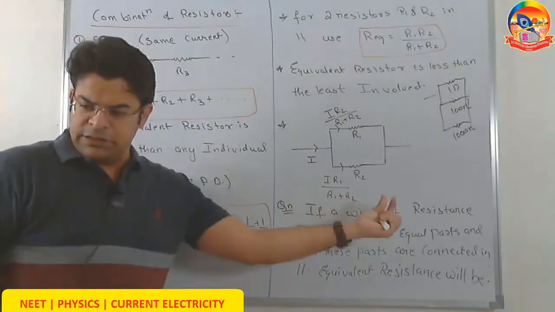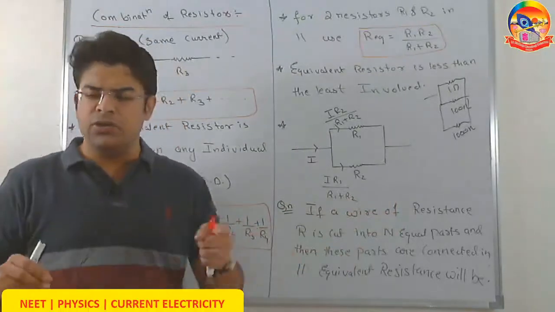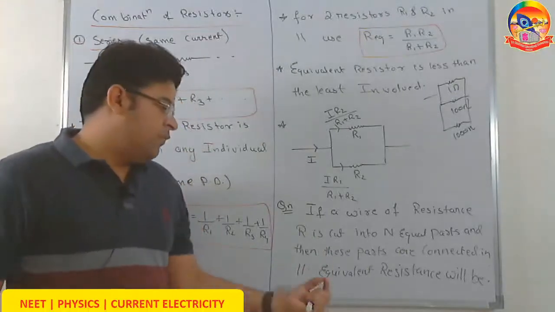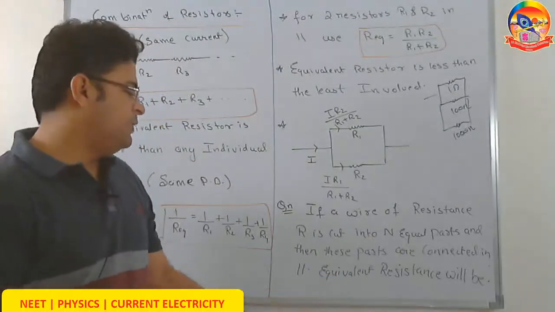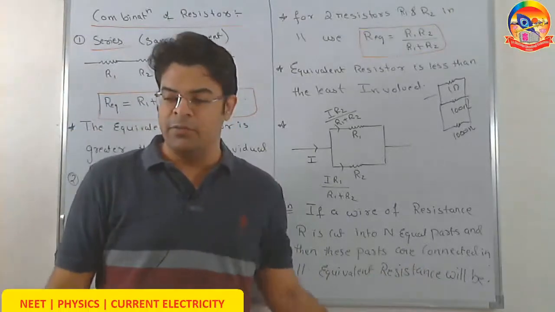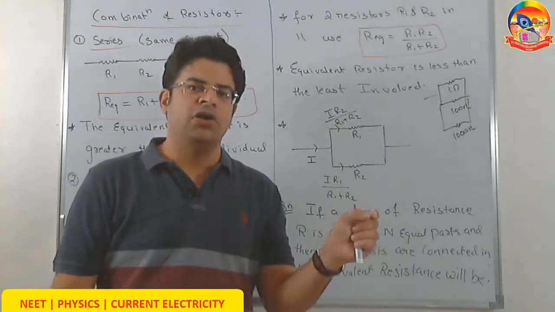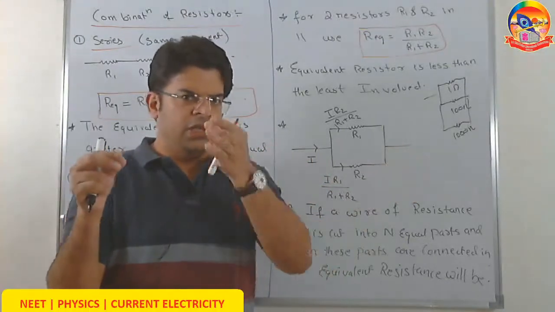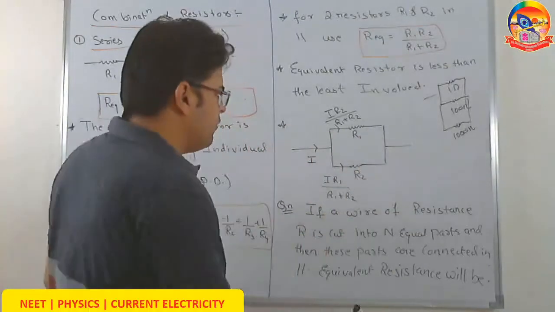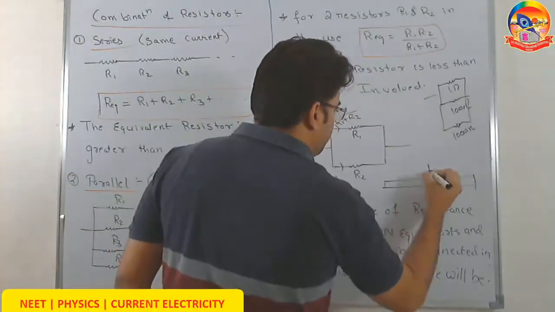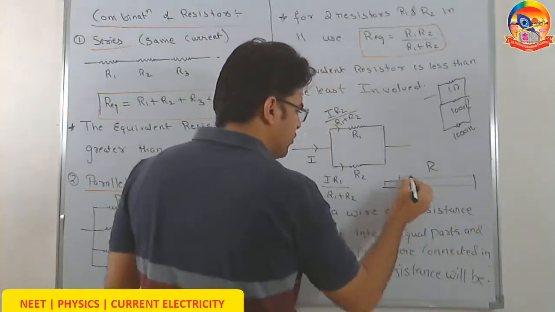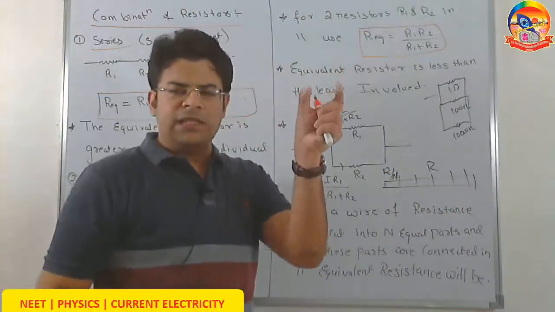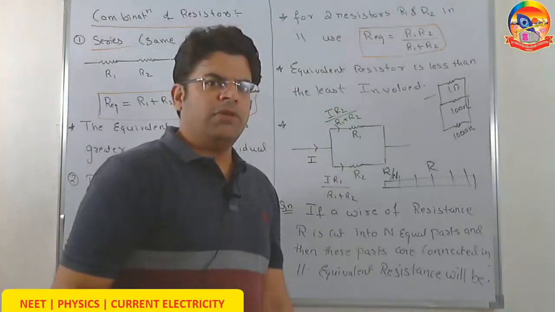Next, a simple question. If a wire of resistance R is cut into n equal parts and these parts are connected in parallel, what will be the equivalent resistance? Now you must be thinking he has no space to write where he will solve. The question does not require you to raise a pen. If you have a wire of resistance R and you cut it into n equal parts, one part will have resistance R by n. When you place n such resistances in parallel, what will be the equivalent resistance?